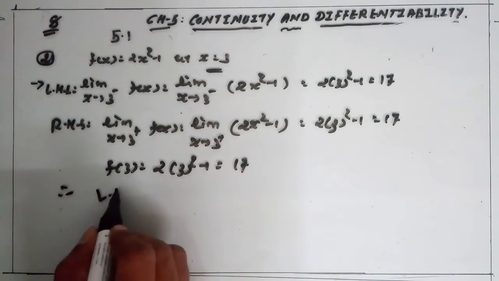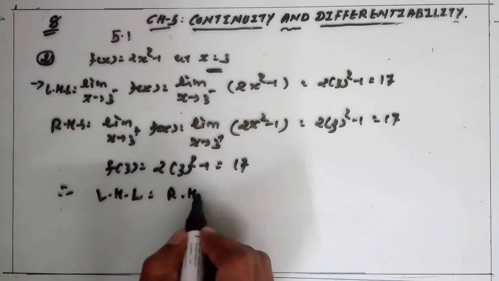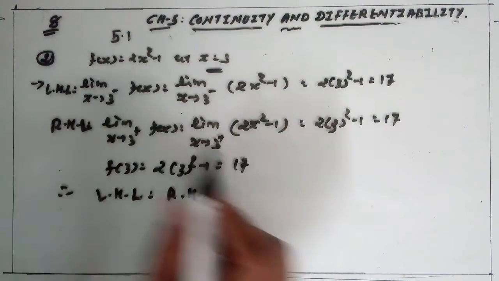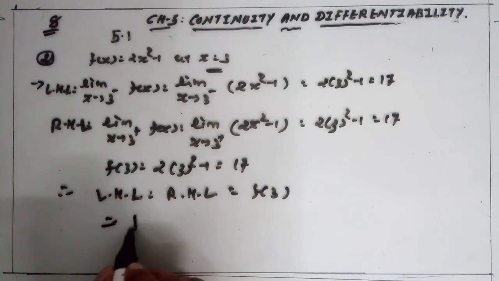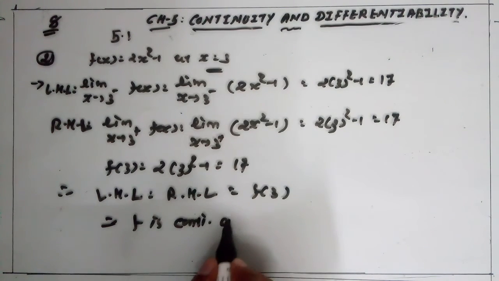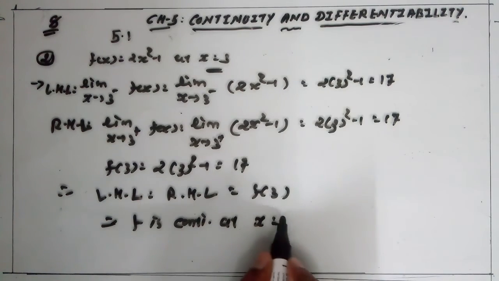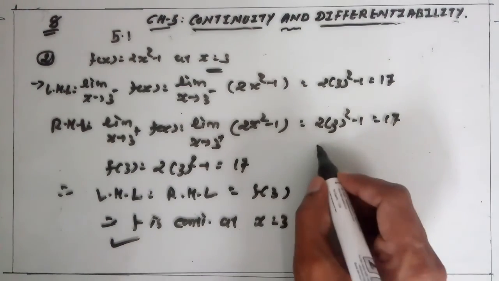Therefore LHL is equal to RHL is equal to f(3). So f is continuous at x = 3. Is it clear? Now question number 3 is given.